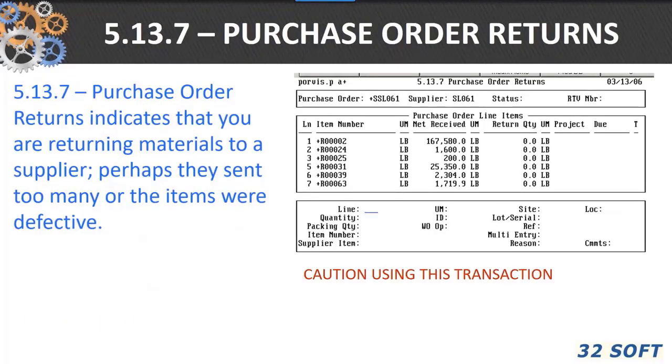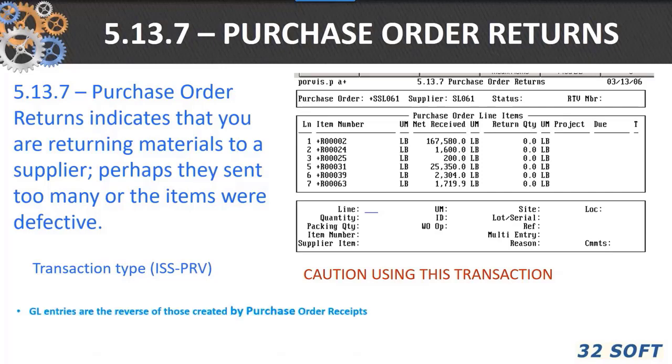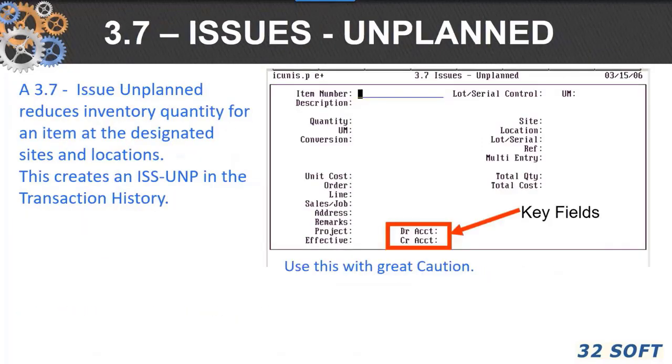Purchase order returns. This returns a part to a supplier from on hand. I say use caution with this transaction because the part has to be exactly in the location that you think it's going to be. So if you use lot and serial control, this can add to the complexity, and it will create an ISS-PRV transaction. Issue unplanned, just like receipts unplanned, this is issues unplanned.